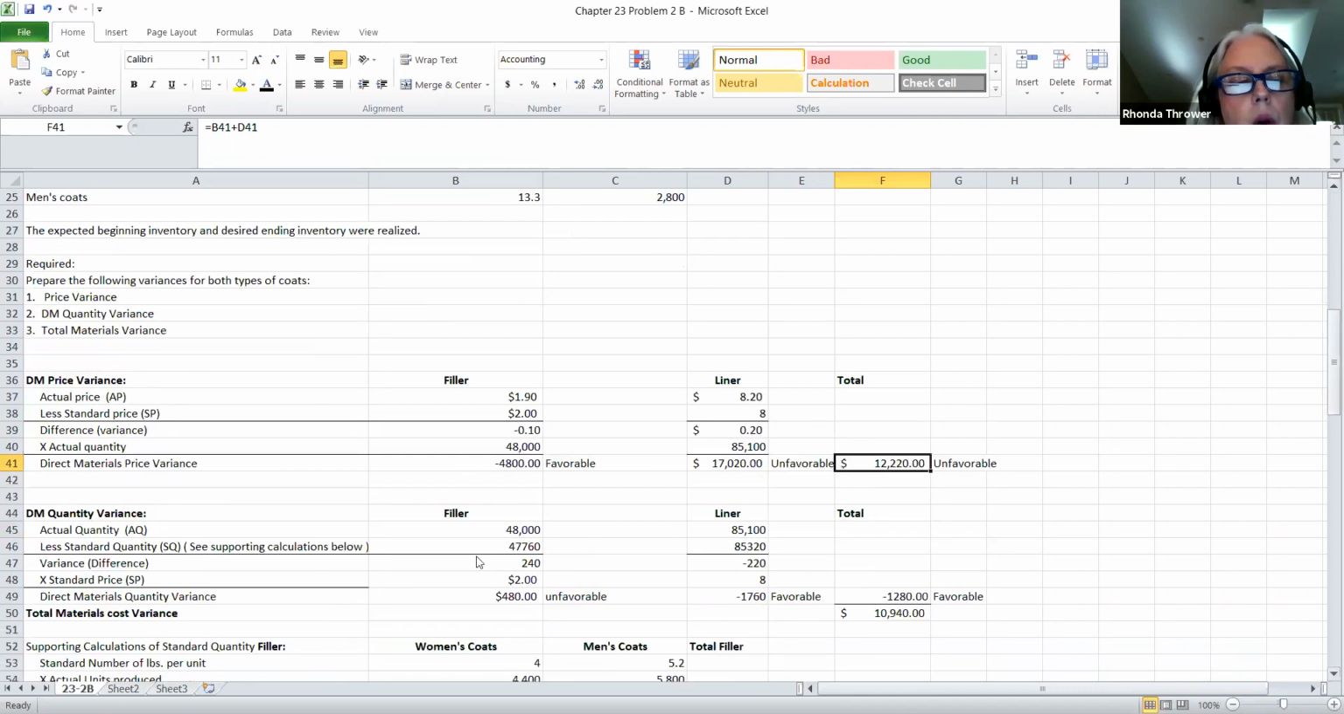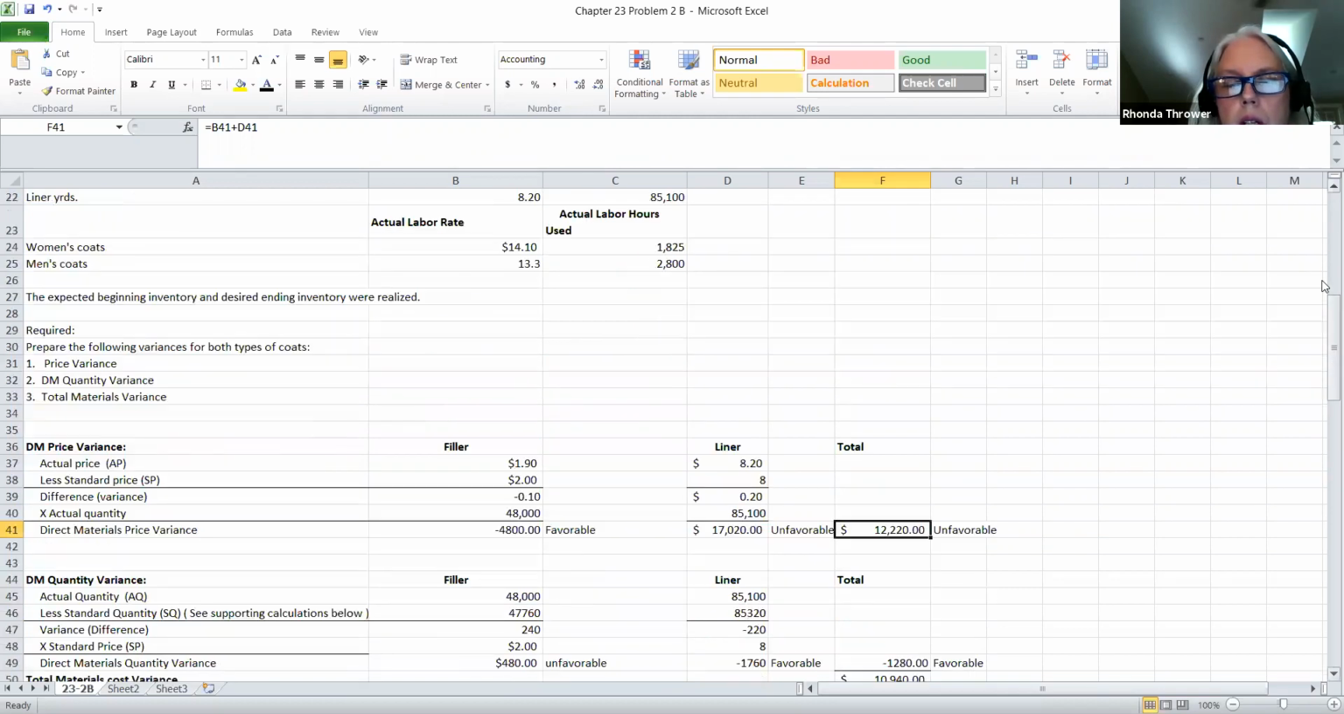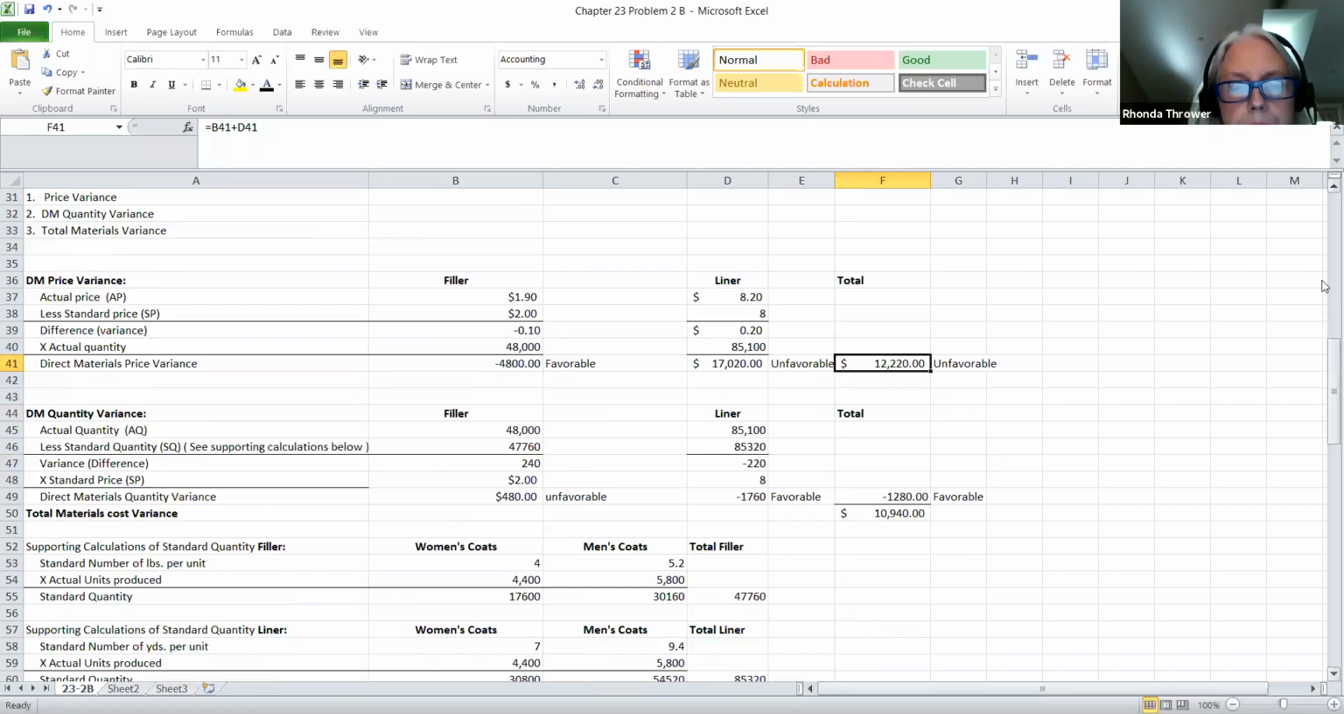And the quantity variance formula is right here. The actual quantity less the standard quantity gives you the variance, times the standard price gives you the direct materials quantity variance. Your actual quantity was given to you. It's 48,000 for the filler. So the actual quantity of the filler that we used was 48,000 pounds of filler. So that's where I'm getting this amount right here. It is a given amount.